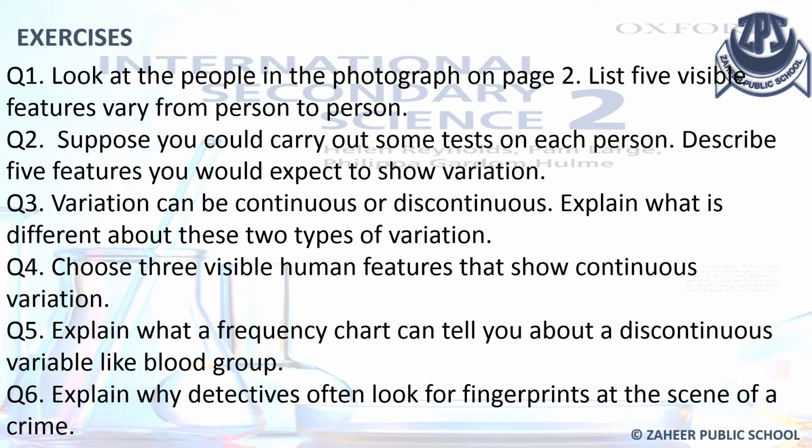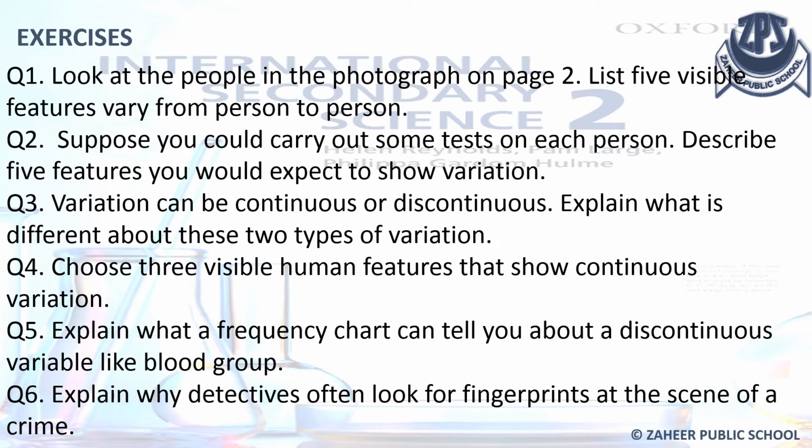So the features that show continuous variation are the height, body weight, foot length, leg length, arm length, etc. In the fifth one, explain what a frequency chart can tell you about a discontinuous variable like blood group.